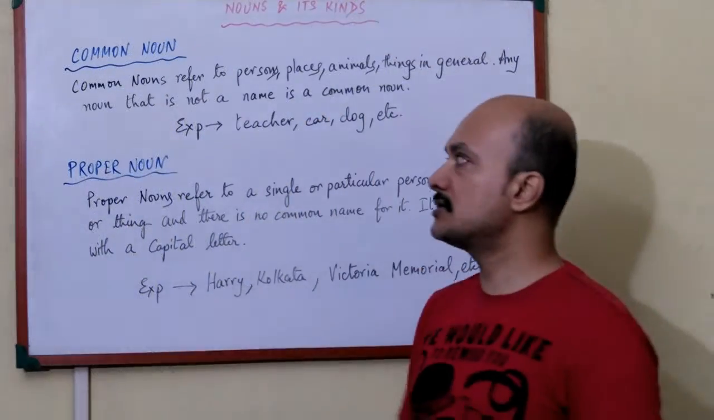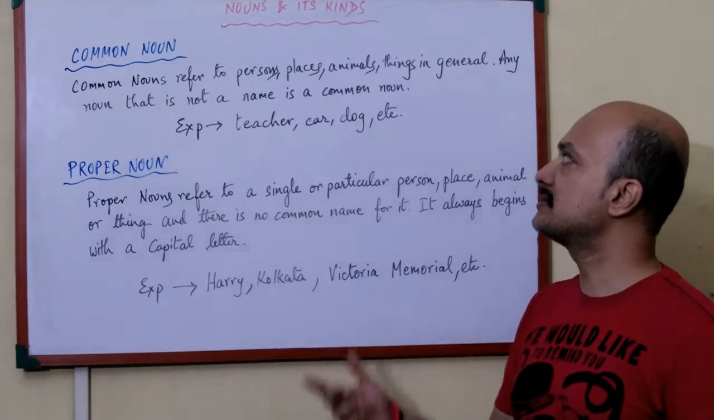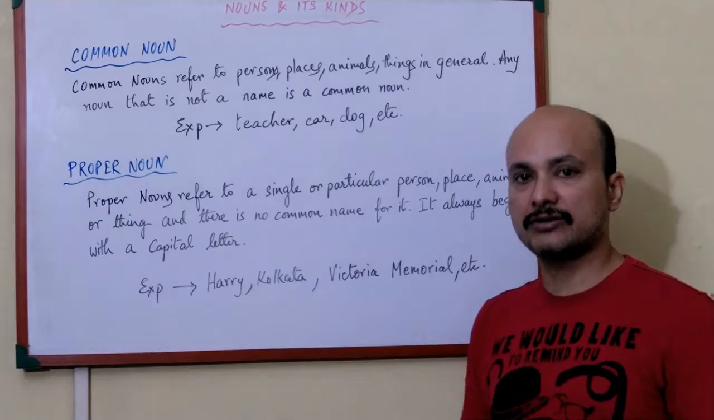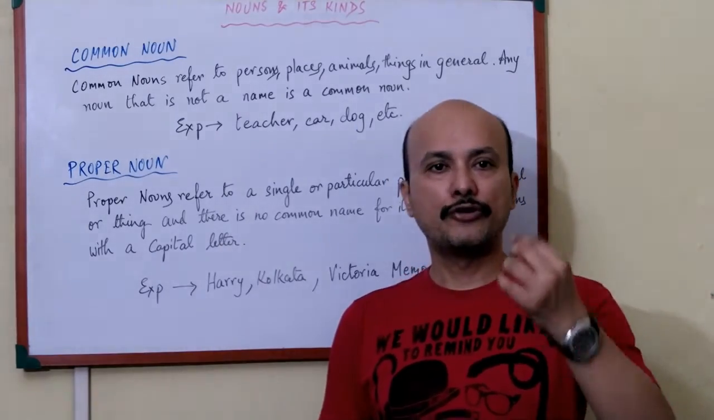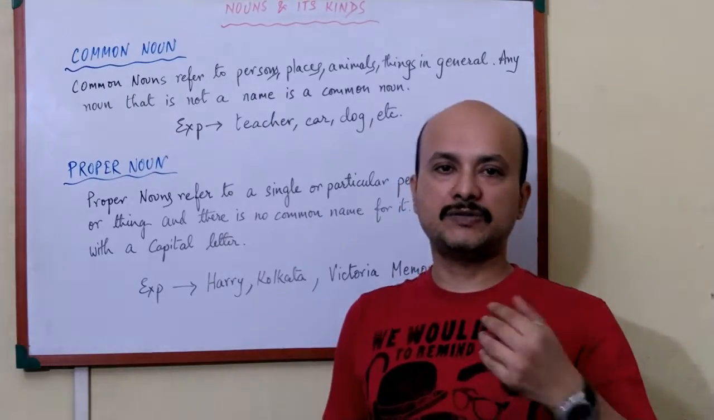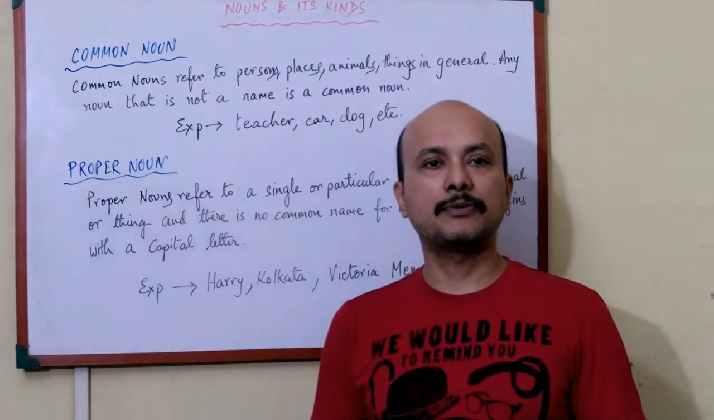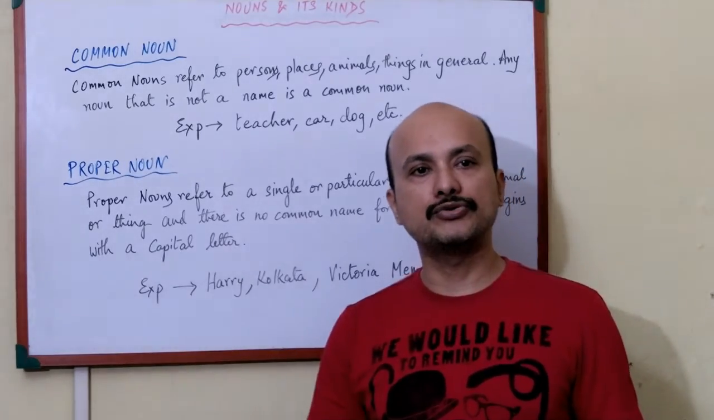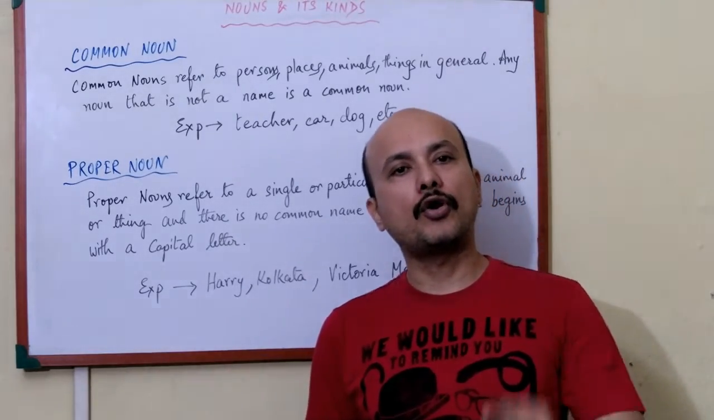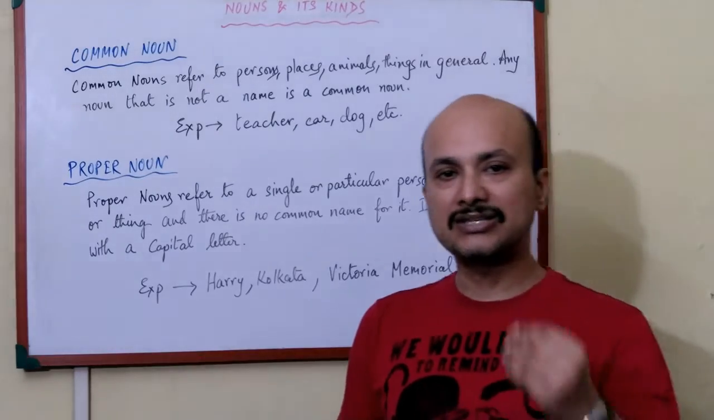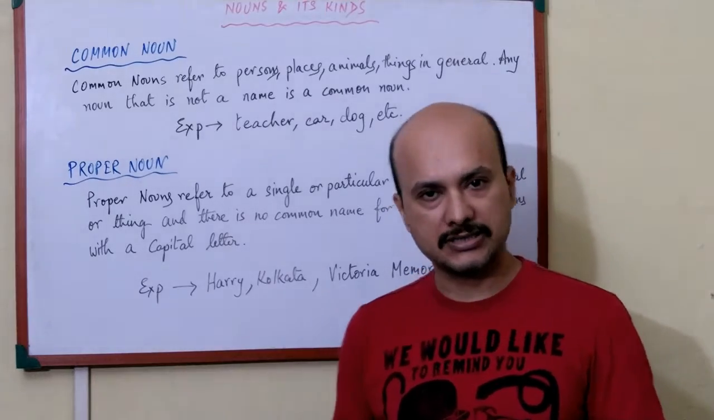Okay, the first of the nouns is common noun. The common nouns refer to persons, places, animals, things in general. In general means that particular word can be used for each and every member of its own class. For example, if you take the example of a boy, the word boy can be used for all the boys in the world. The word tree can be used for all the trees in the world. So it's a general word, a word which can be used for all of its group or class.